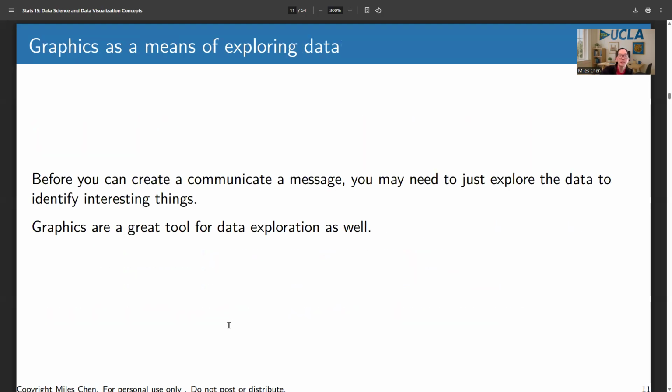But again, before you can even communicate that message, you might need to explore the data in the first place, just to see what is the interesting thing that exists in the data. And graphics are a great tool for doing data exploration as well.